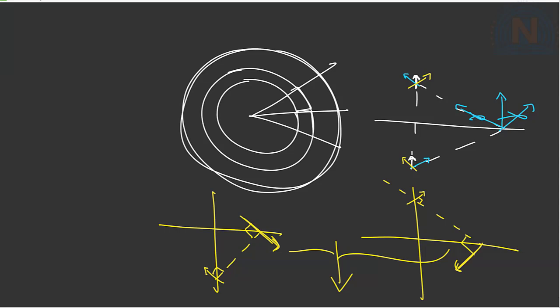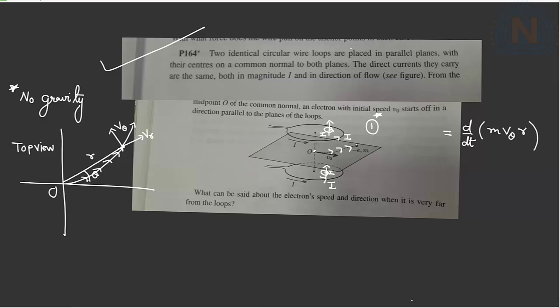So let me go back to the question. That means at this point, the field is either up or down, whatever it is, call it B, some B as a function of R. Up or down, I don't know. At least you are now convinced that the plane of this motion will be the same. qV cross B will always ensure that this electron lies in the same plane. It cannot come out of the plane, right? And the speed also can't change because magnetic force can't do any work. So V0 will remain the same. I don't know the direction, but V0 will remain.